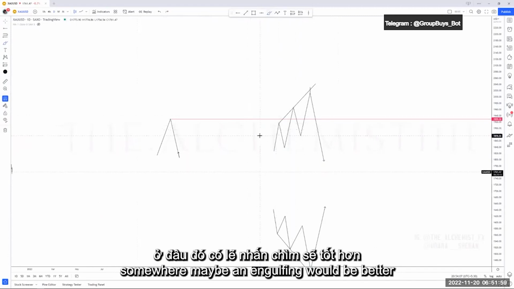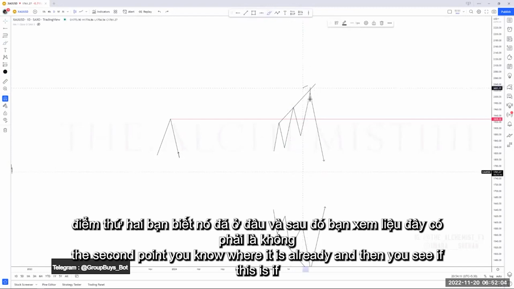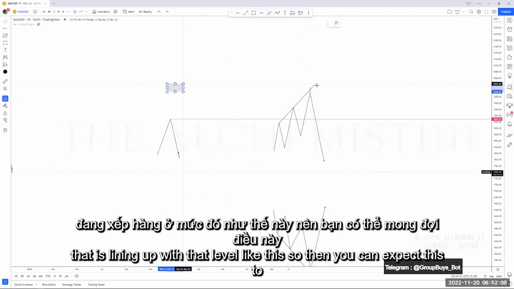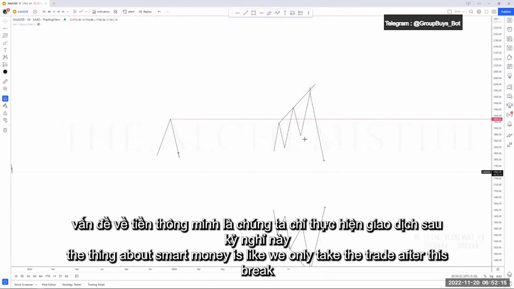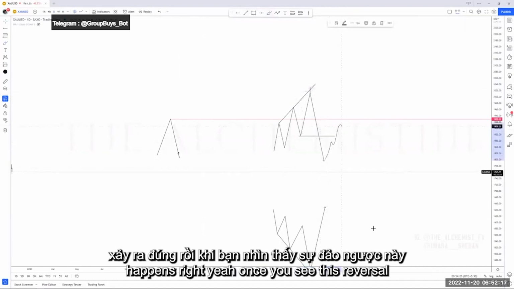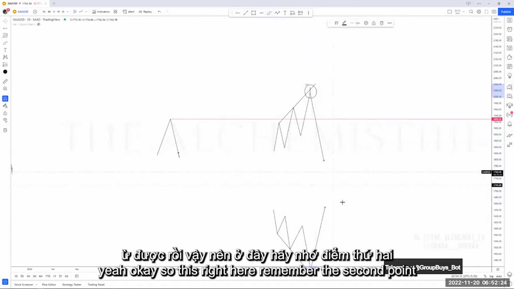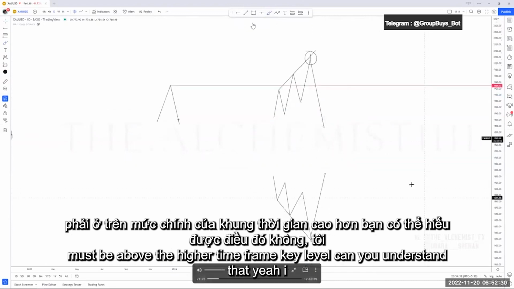Then we just draw the first point from somewhere. Maybe an engulfing would be better. The second point, you know where it is already, and then you see if this trend line is going to go into some other key level that is lining up with that level, like this. So then you can expect this to happen, because the thing about smart money is we only take the trade after this break happens. Once you see this reversal trend line appearing, you can take the trade from here itself. So remember, the second point must be above a higher time frame key level. Can you understand that?